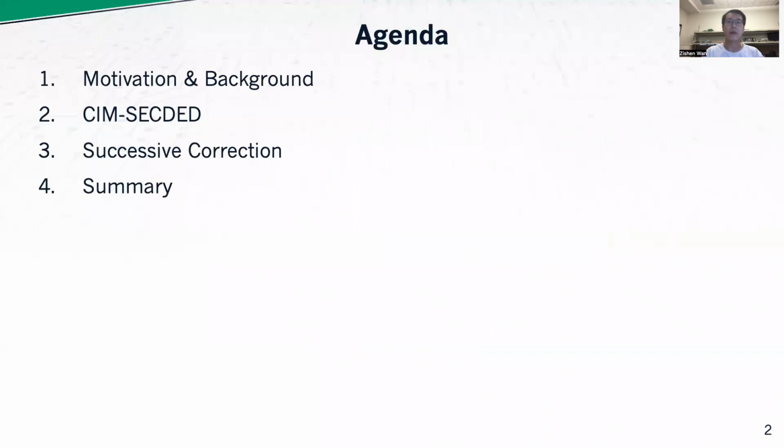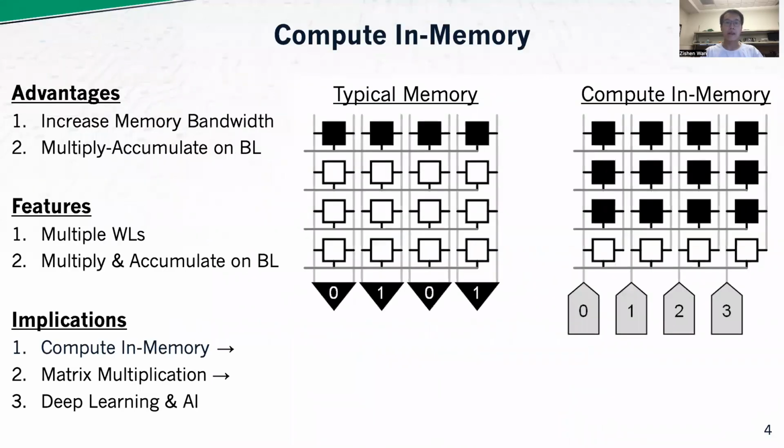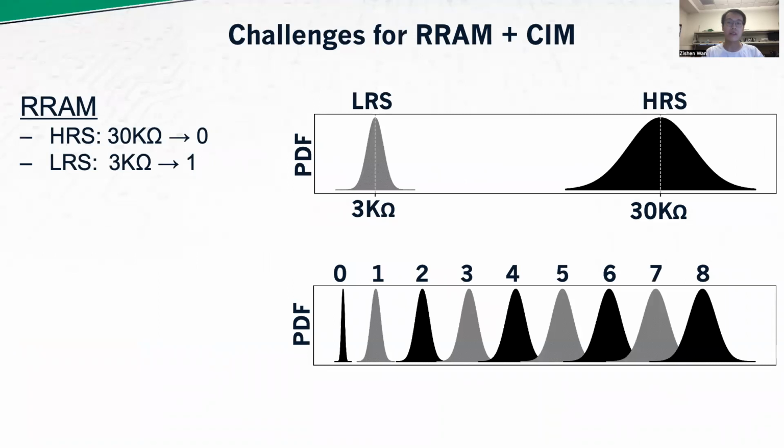So here's the outline of my talk. First, motivation and background. The computing memory is an exciting technique that can greatly increase the memory bandwidth and perform the MAC operations. It can enable multiple word lines at the same time, making it an excellent kernel for the matrix multiplication, which serves as the basis for deep learning. Many non-volatile memories are actively under research for this computing memory due to their low power and high density, and RRAM is one of them.